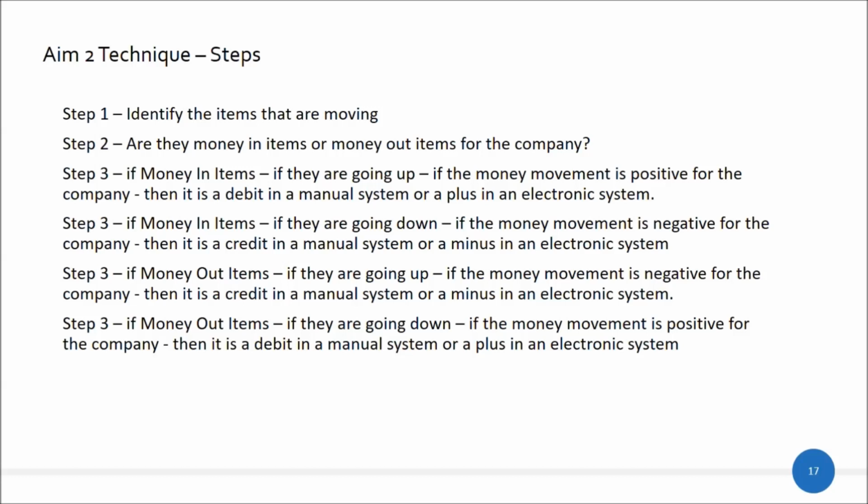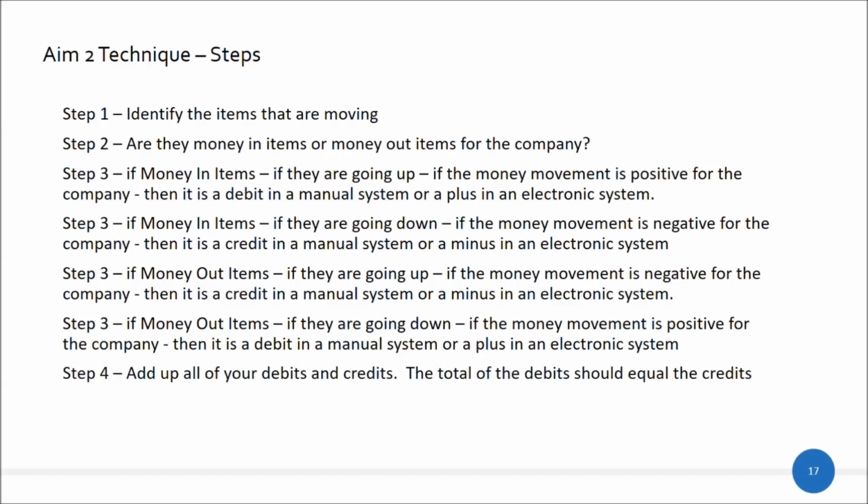So that's step 3. You decide out. I already identified in step 2 whether it's a money in or a money out item. In step 3, we decide what the movement is. We then put that as a journal. We add them all up to see whether our debits equals our credits. They should be equal. If they don't, it means that you've made a mistake. And then we post it to the general ledger, T accounts in a manual system. So that's what we're going to do.